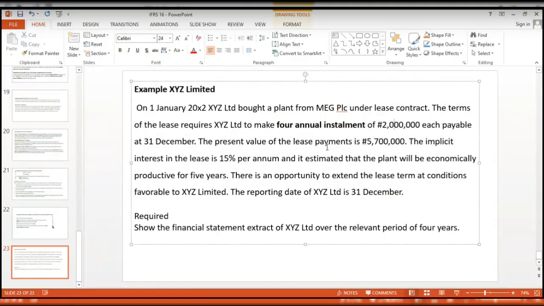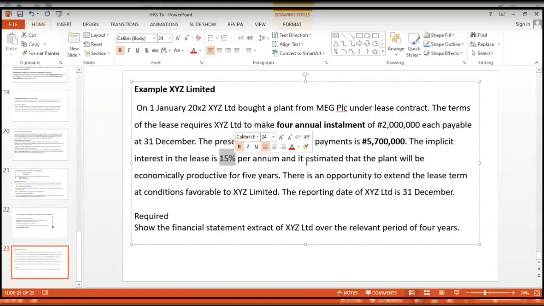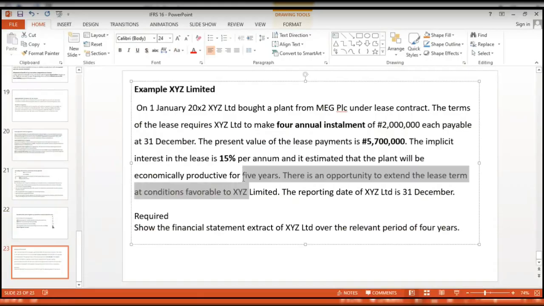The present value of the lease agreement is this. They have discounted it to the present value, but I will show you how that is done. The implicit interest rate is 15% per annum, and it's estimated that the plant will be economically productive for 5 years. That is, the useful life of this asset is 5 years. I want to highlight that.